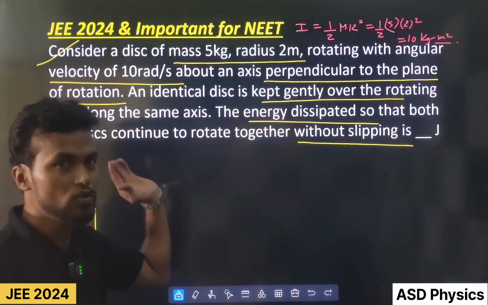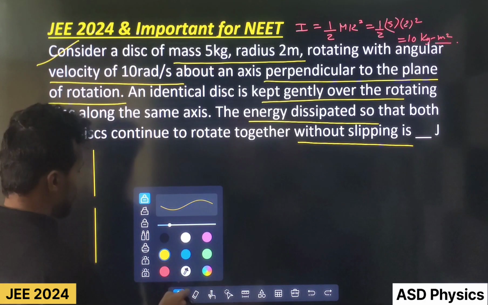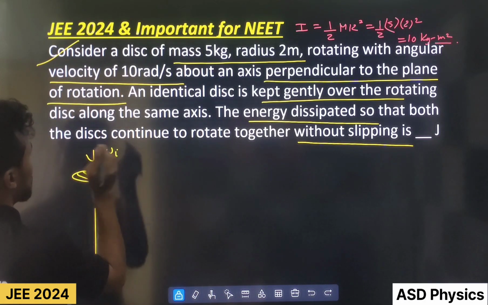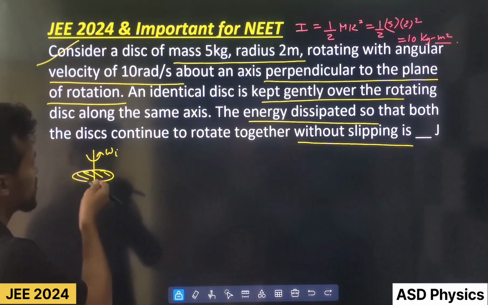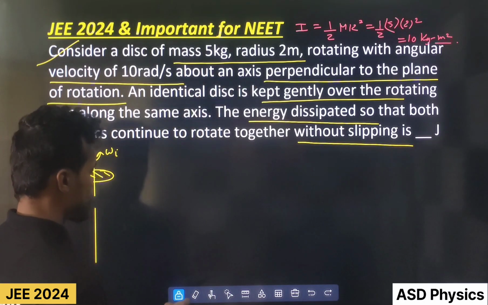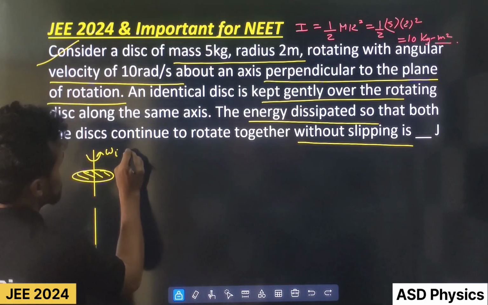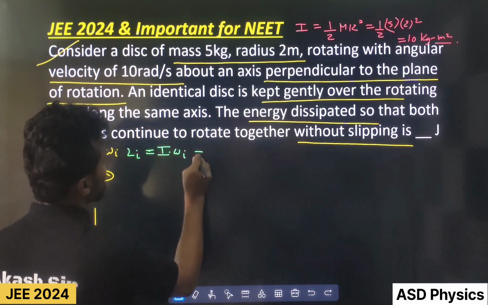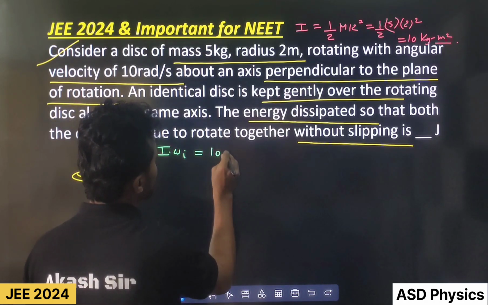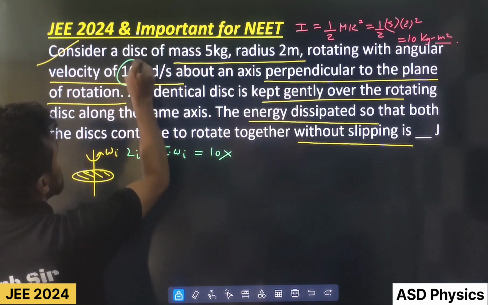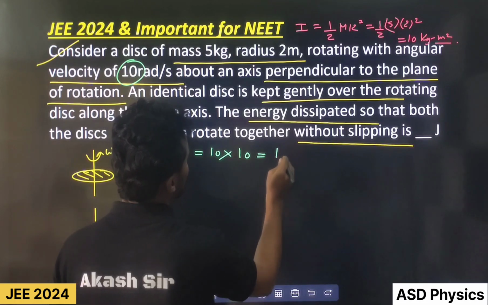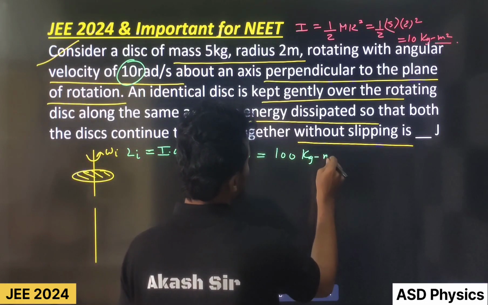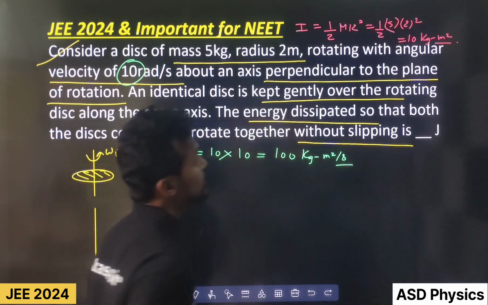Now we know the moment of inertia. This is the disk, rotating with the angular speed omega I, and its moment of inertia is I, which we have calculated separately. First we calculate the initial angular momentum, I into omega I. I we calculated as 10, and the initial angular speed given is 10. So 10 into 10 is 100. Remember the unit of angular momentum, kilogram meter square per second.